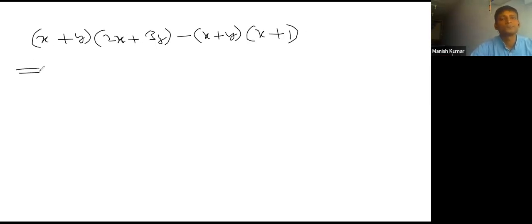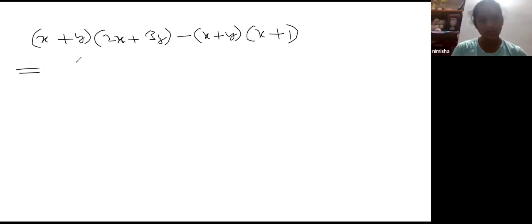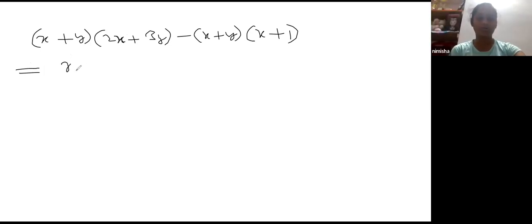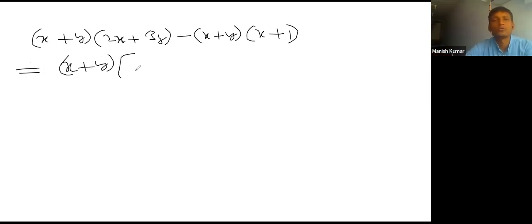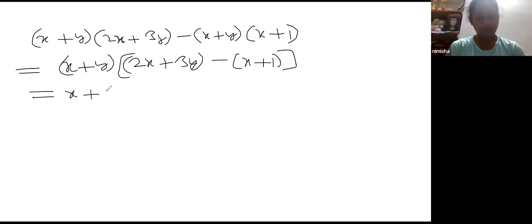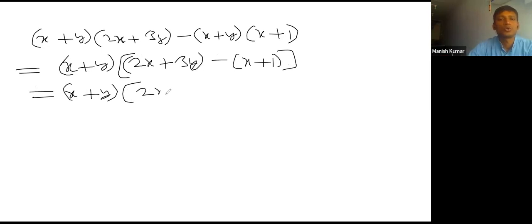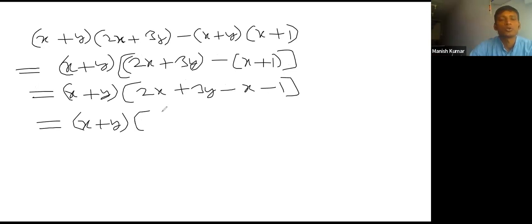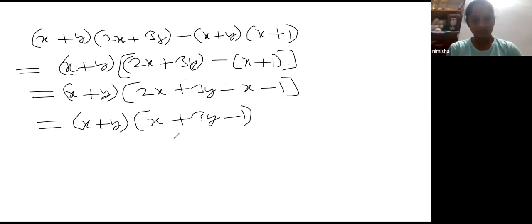Nimisha. So here we can take, I know, but what to take? x plus y as common. Then why are you in so much doubt? 2x plus 3y. And what is left? Minus x plus 1. Or it can be written as (x plus y) into (2x plus 3y minus x minus 1). Equal to (x plus y) into (2x minus x is x, plus 3y minus 1). Yes, sir. Can we write like this?